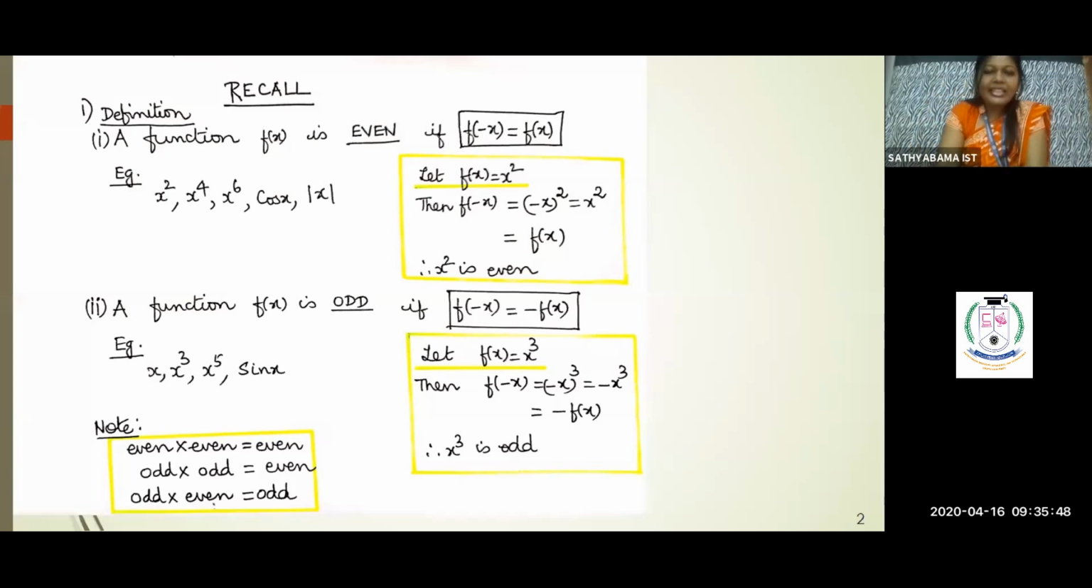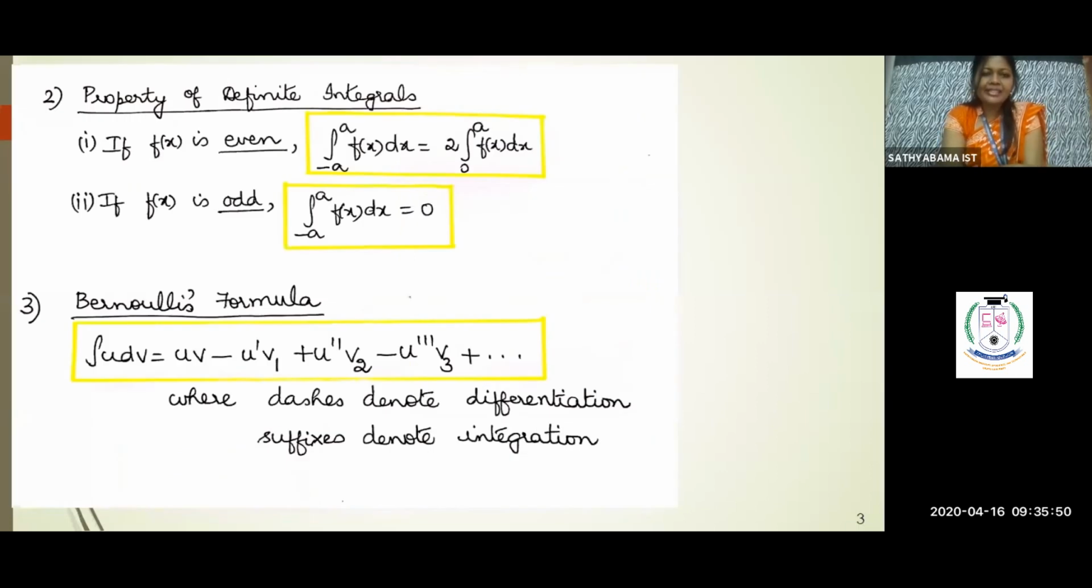Okay, let's move ahead to the next slide. This is the property of definite integrals. This again, you would have done in your last semester. This talks about odd and even functions again. So when a function is even, what is the integral from minus a to plus a of an even function?